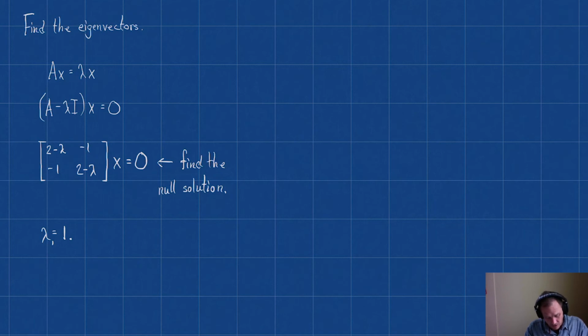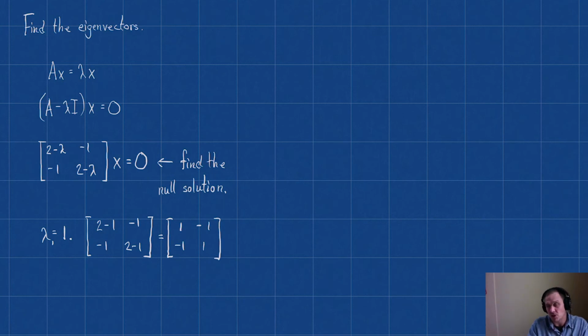We have 2 minus 1, minus 1, minus 1, 2 minus 1. I'm just going to write the augmented matrix with the 0 column. So this is just the matrix 1, minus 1, minus 1, 1. You can see that each row or column is just a multiple of minus 1 different. At this point, this matrix must be singular. If it's not, you made some kind of error.